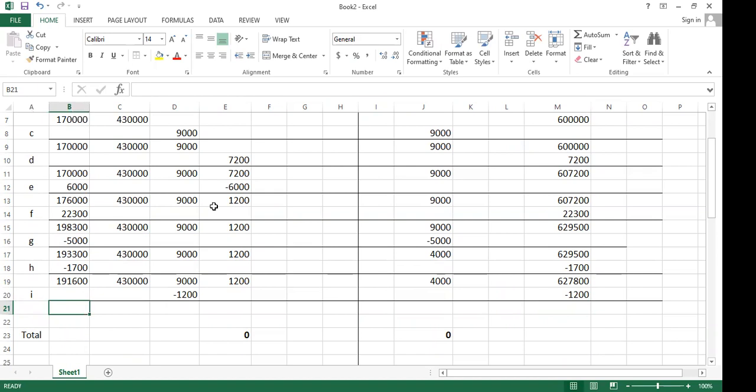Cash balance is 191,600, 430,000, and 7,800. 9,000 reduced by 1,200 is 7,800. Accounts receivable 1,200 does not change. And accounts payable balance is 4,000. Owner's equity balance is 626,600.